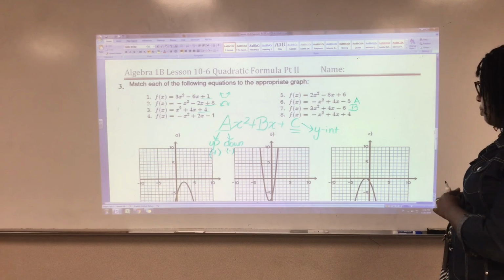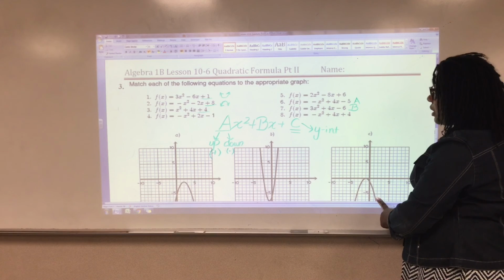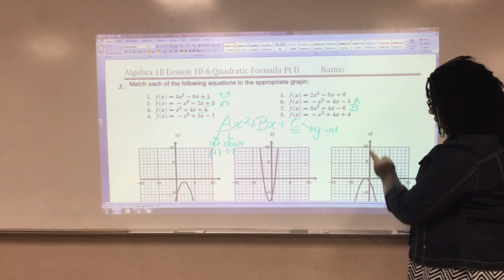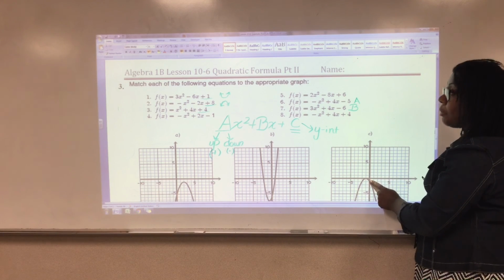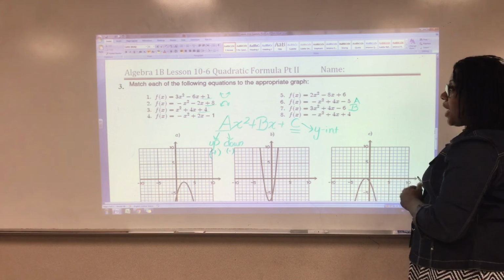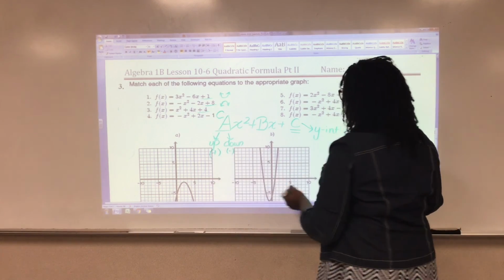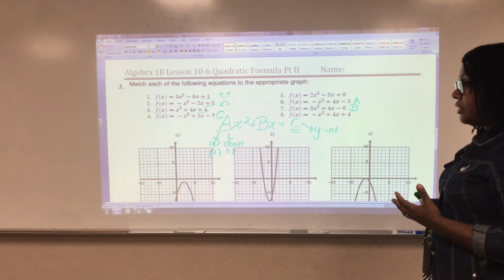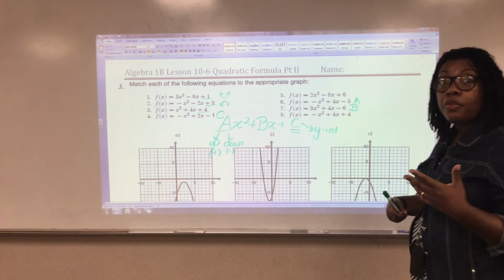So hopefully this helps. We'll look at one more. C opens down, so our only options left now are either 8, 4, or 2. But I notice that I crossed the y-axis, this is our y-axis, at -1. So between 2, 4, and 8, the only one that has a y-intercept at -1 would be number 4. So that would go with C. So hopefully these helped you. You at least have 3 out of the 8 done, and you can continue and finish it. And if you have any questions, feel free to see me.